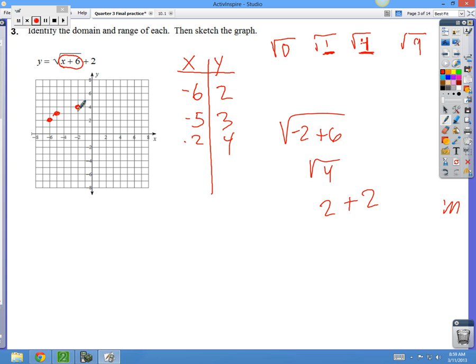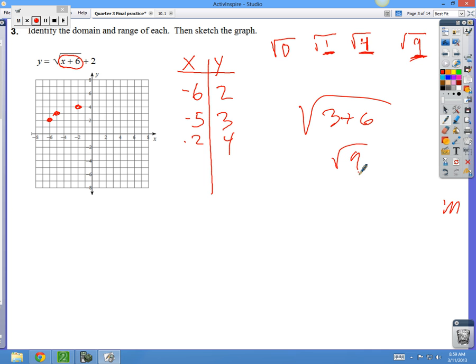Last one. Let's check for a 9. What's going to give us a 9 under there? Plug in a what? Plug in a 3. 3 plus 6, that's square root of 9. Square root of 9 is 3. At the end you got to add 2. So 3 is going to give you a 5. So go over 3, up 5.